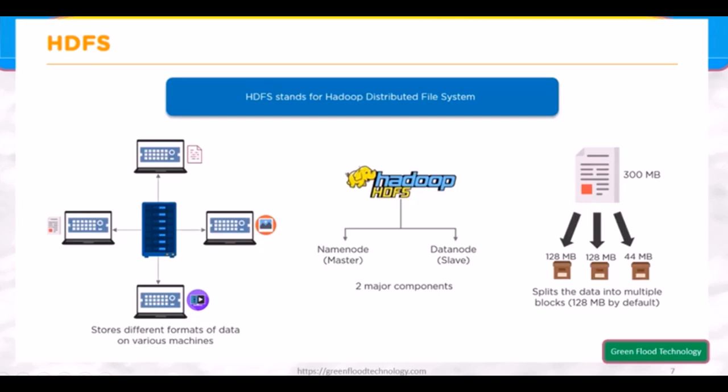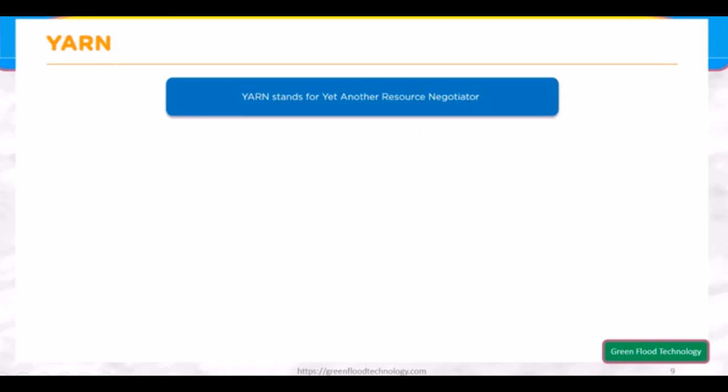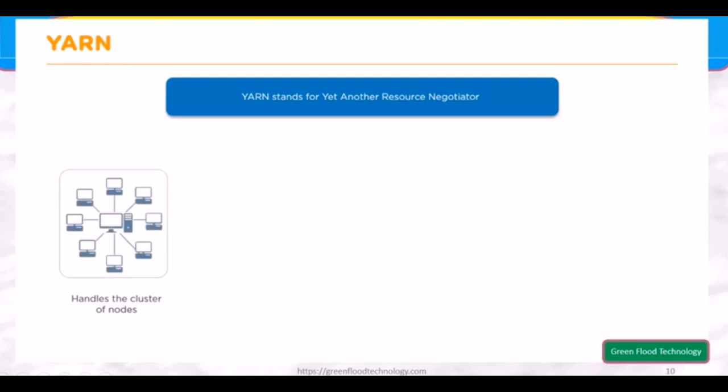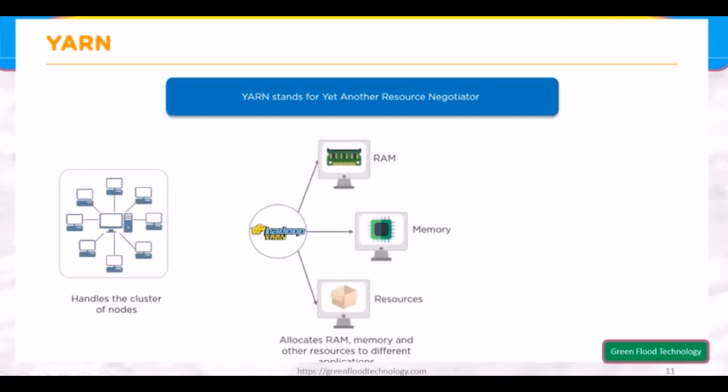The other Hadoop ecosystem component is YARN. YARN is the resource management and job scheduling component of the Hadoop ecosystem. YARN stands for Yet Another Resource Negotiator, for cluster resource management, and it treats each server as a collection of containers, with fixed CPU and fixed memory, allocating RAM memory and other resources.